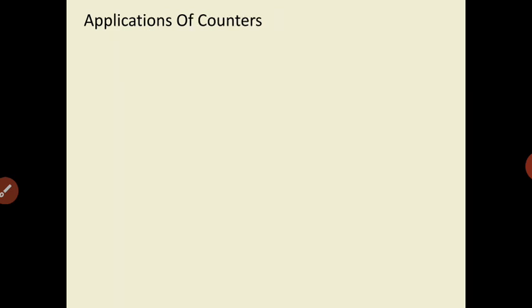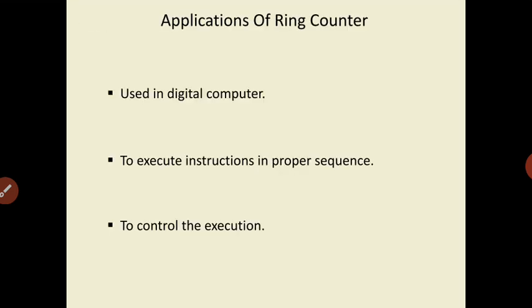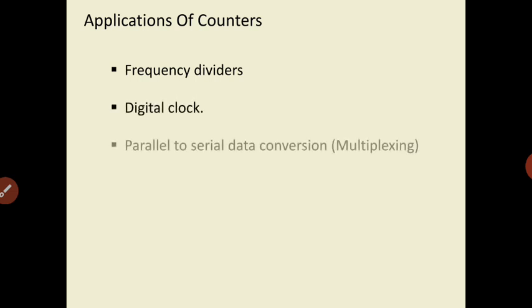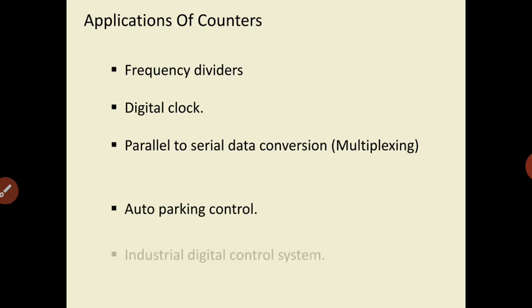Next we will move on to the applications of counters. Counters are mainly used as frequency dividers in digital clocks, and counters are also used in parallel to serial data conversion. They are also used in auto parking control applications, and industrial digital control systems. So counters are mainly useful in industrial digital control systems.